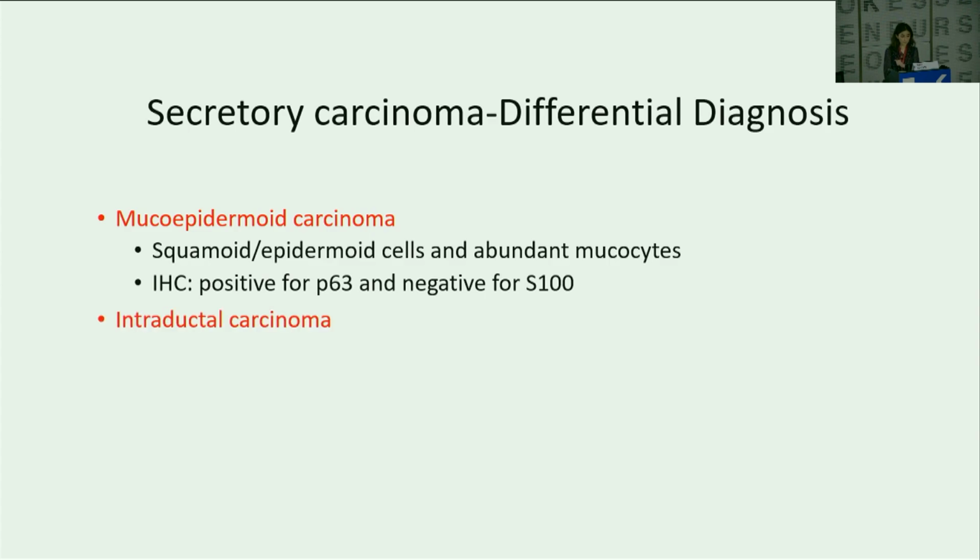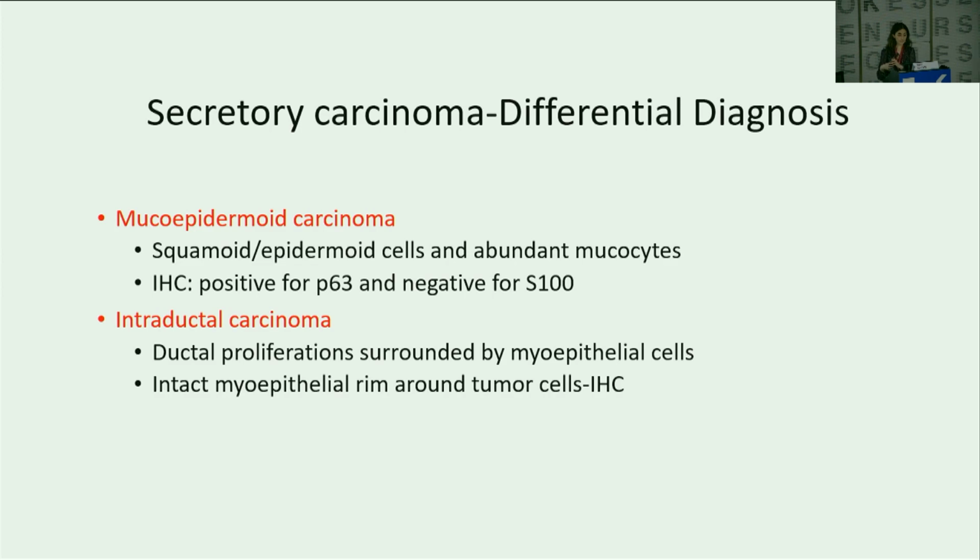Intraductal carcinoma is a tumor characterized by ductal proliferation surrounded by myoepithelial cells. It can also look like a secretory carcinoma. The presence of myoepithelial cells, which can be highlighted by immunohistochemistry, differentiates intraductal carcinoma from secretory carcinoma.